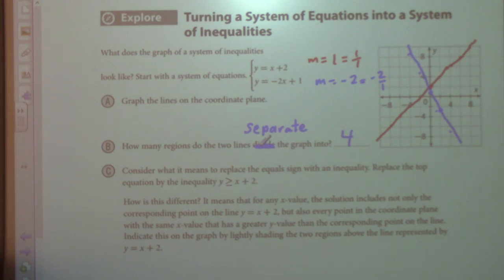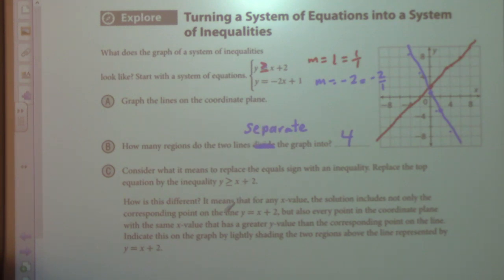And so then it says, get to part C, consider what it means to replace these equal signs with inequality. And it says, first of all, replace the top equation by the inequality y is greater than or equal to x plus 2. So I'm going to go up here and change the symbol to greater than, in red, greater than or equal to x plus 2. So I've changed that, okay?